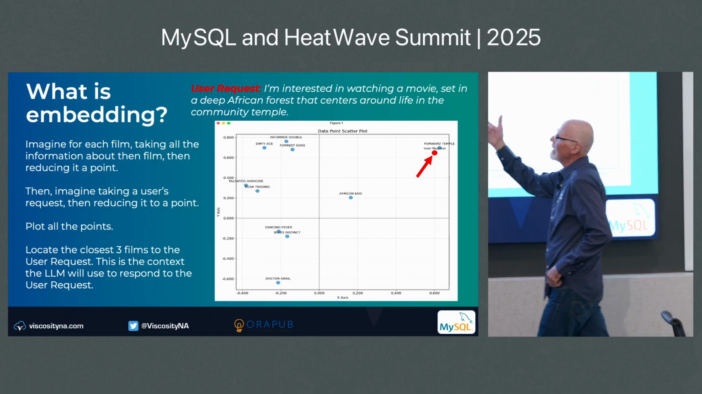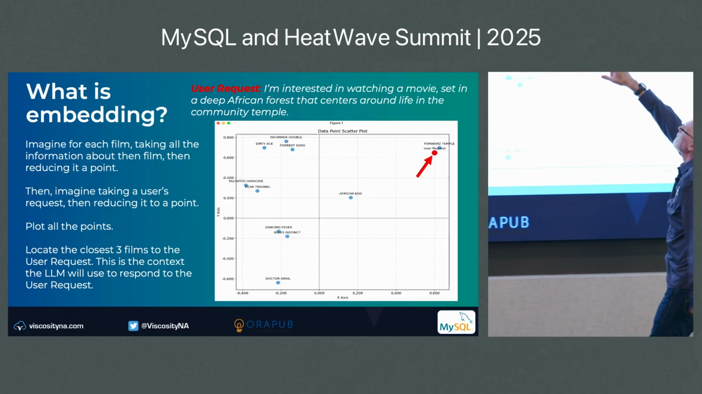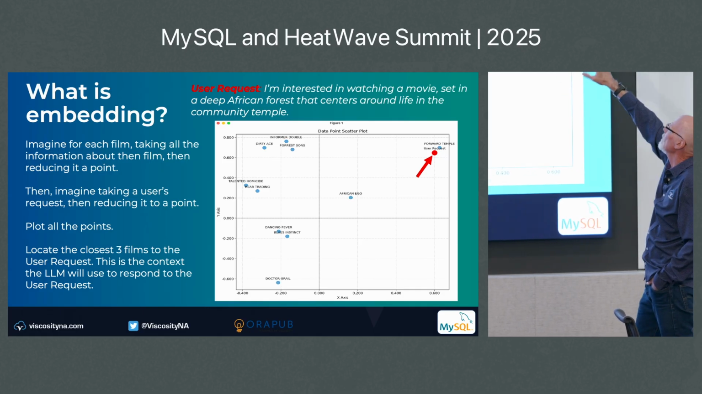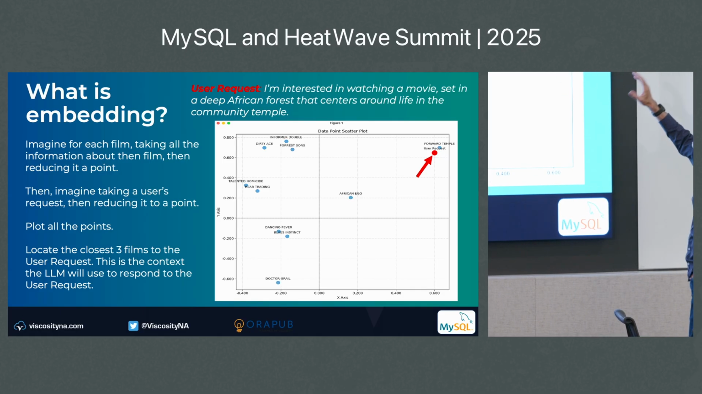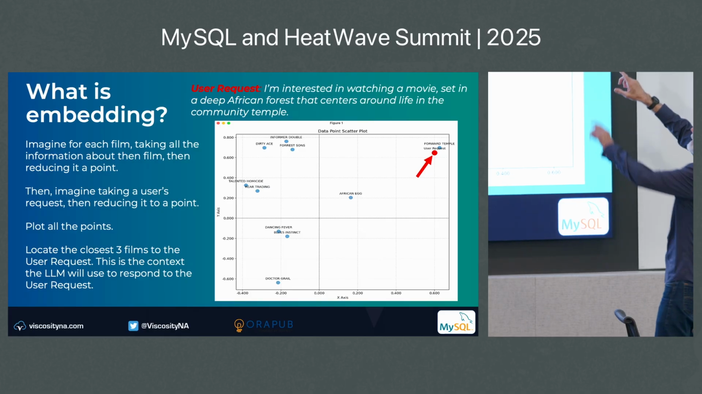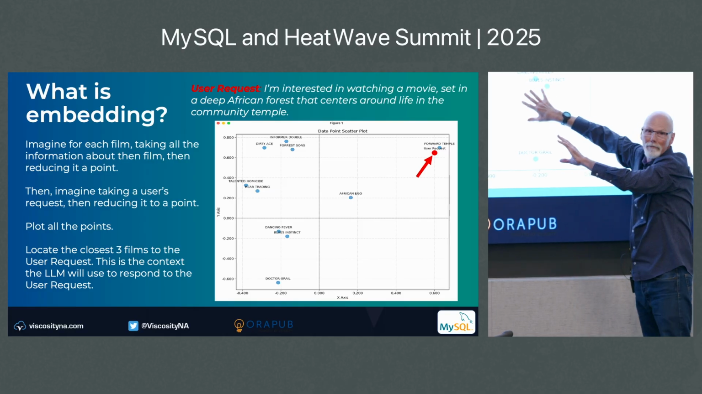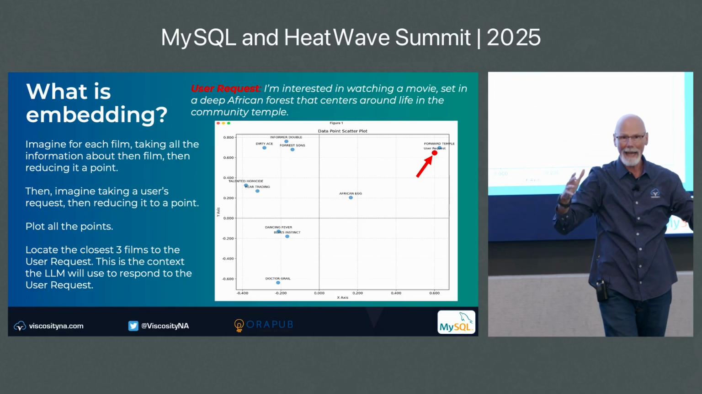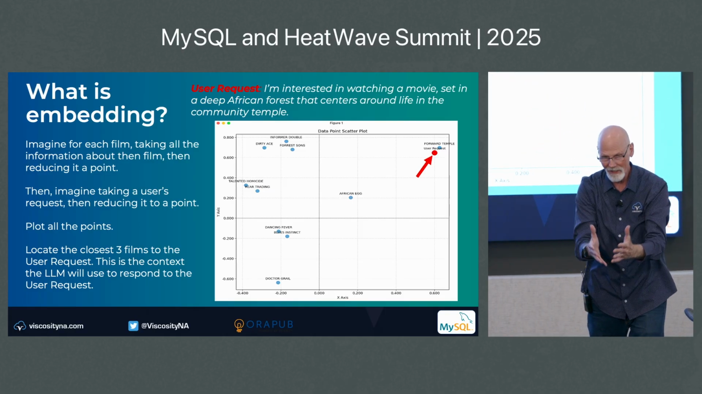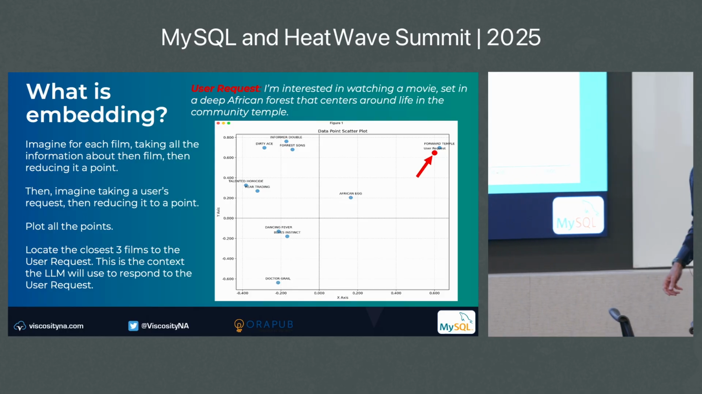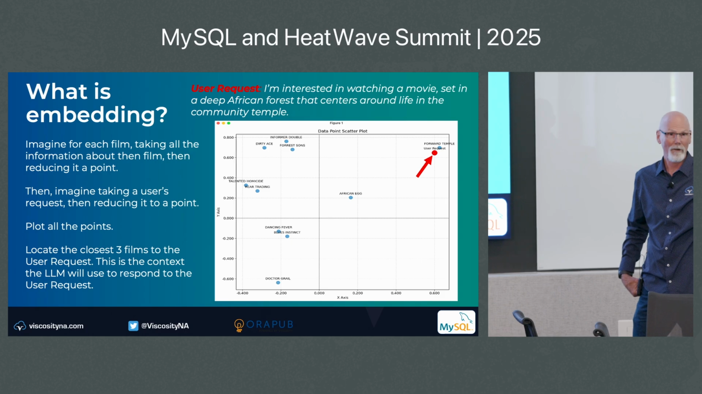Now, let's say I have a request. In fact, my request right here is I'm interested in watching a movie set in the deep African forest that centers around their life in the community temple. Well, you take that information, just like I got from information about the film, I use the same math, and it condenses it down to 2 coordinates, and its location is the red dot right there. Okay? So far, so good, right?